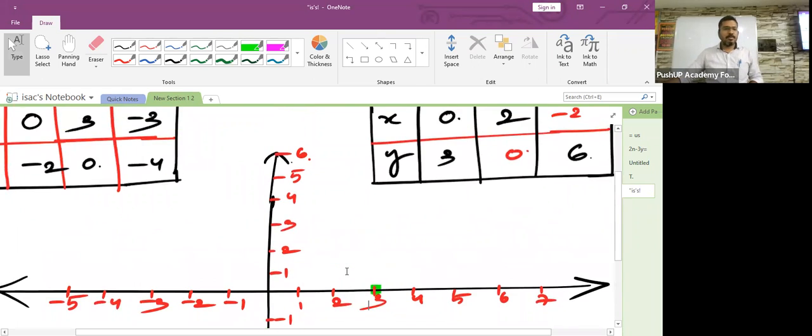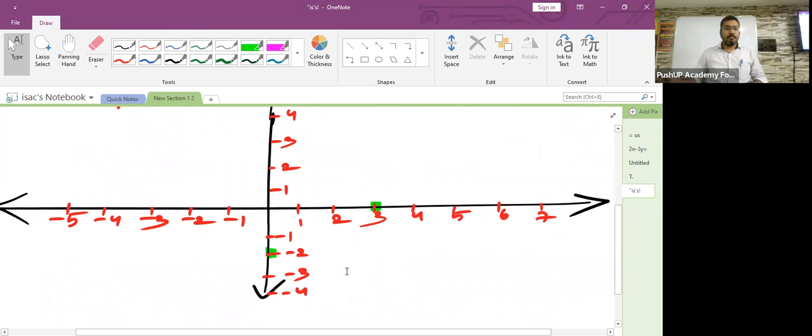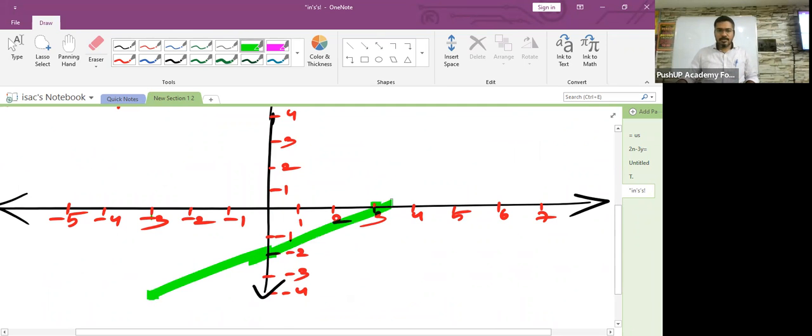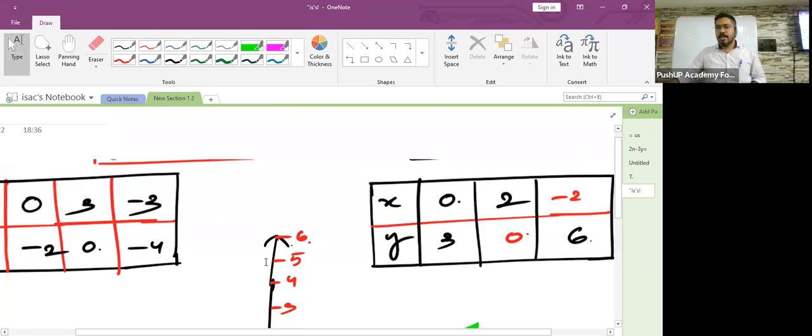Then the next point is what? -3, -4. Children, -3, -4. Where will it come? In the third quadrant, because both x and y are negative, isn't it? So it will come in the third quadrant. So if you draw the line for this equation, this is how it is going to look. Okay. How many of you got this? At least the first line? Very good. Perfect.